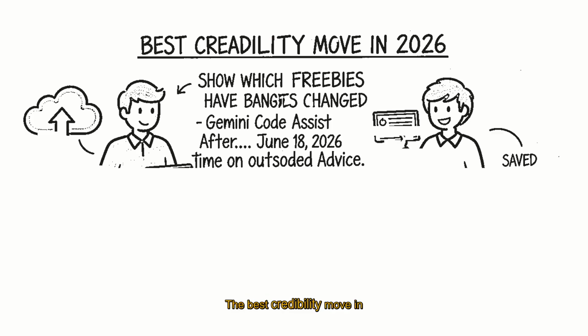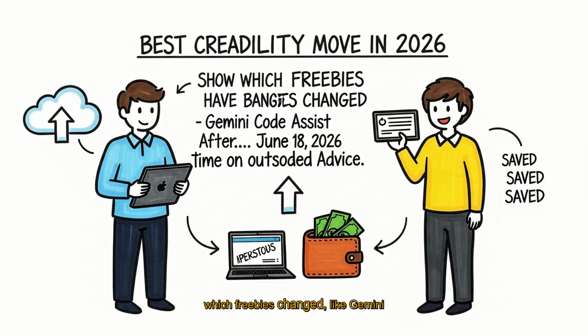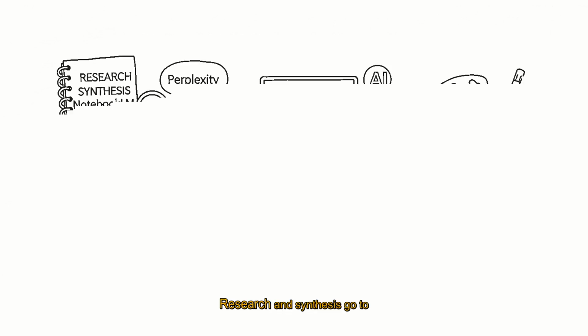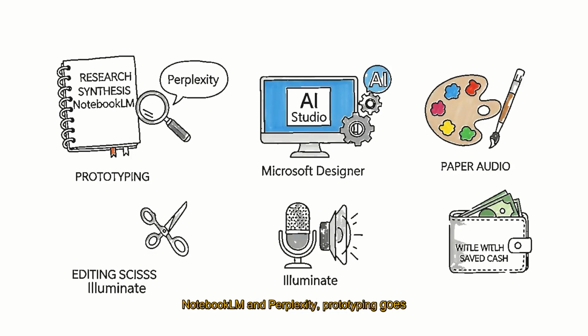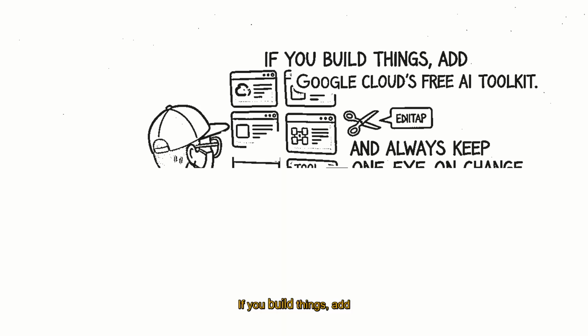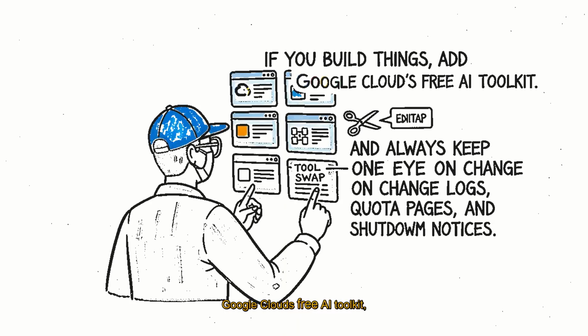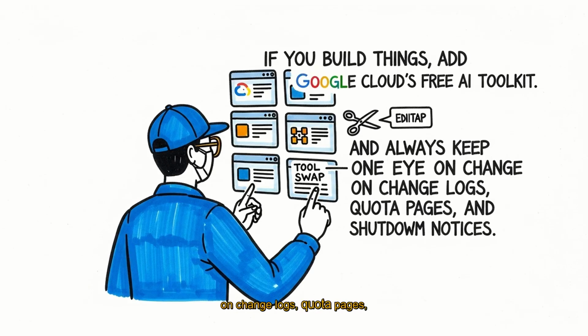The best credibility move in 2026 is simple. Show viewers which freebies changed, like Gemini Code Assist after June 18, 2026, so they do not waste hours on outdated advice. Research and synthesis go to NotebookLM and Perplexity. Prototyping goes to AI Studio. Visuals go to Microsoft Designer, and paper audio goes to Illuminate. If you build things, add Google Cloud's free AI toolkit, and always keep one eye on change logs, quota pages, and shutdown notices.